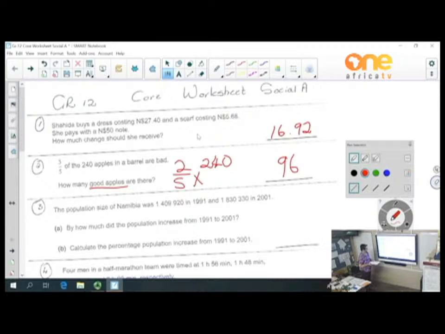The population size of Namibia was this in 1991 and that in 2001. By how much did it increase? So that's just subtracting the 2. I got 4,20410. But now they say calculate the percentage population increase. Now this is always profit or loss on the cost price times 100/1. Always on the cost price.